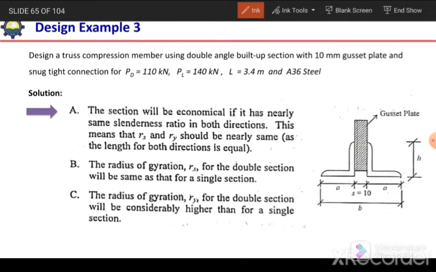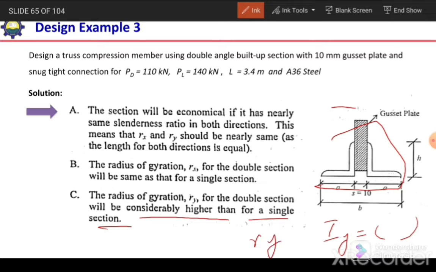So we can conclude that in case of built-up section, when they are made like this, face to back, rx will remain the same but ry will change, and it will depend on the spacing between the two angle sections. The radius of gyration ry for the double section will be considerably higher than for a single section. As I have told earlier, Iy will increase because of the built-up section, so the ry of built-up section will be considerably higher than that of the ry of individual section.